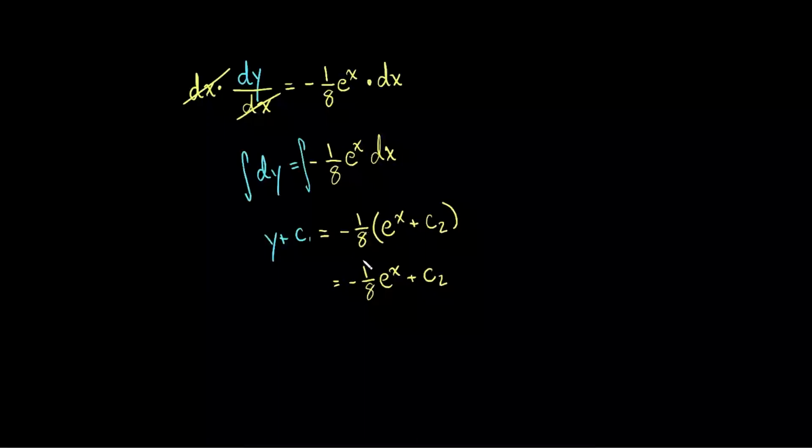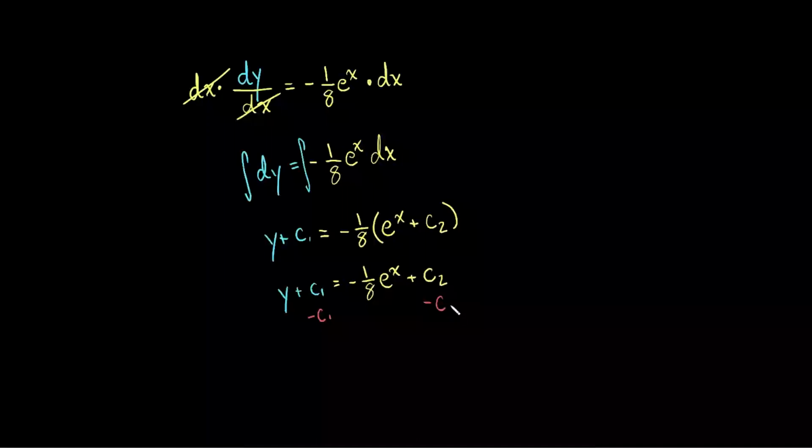You can think of this constant as having been absorbed by this c2. On the right-hand side, we're still left with y plus c1. We can combine these two constants. So we subtract c1 over here and subtract c1 over here. These two cancel out right here. c1 minus c1 is just 0.